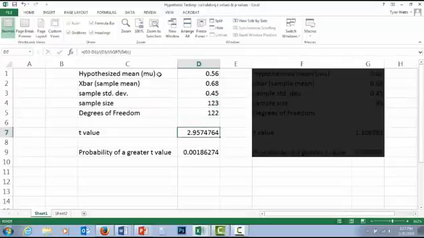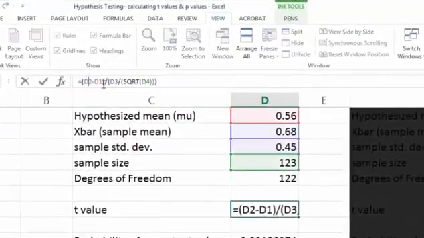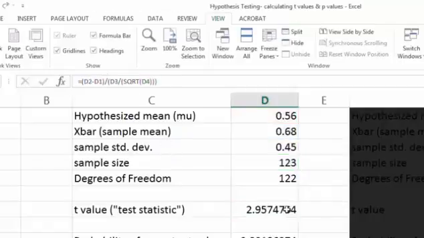Now I'm calculating my t-value. Pay careful attention to my formula here. I'm taking D2, which is my sample measured mean, minus D1, which is my hypothesized baseline mean. So there's the difference in means. That's on the top half of that division sign, divided by D3, which is my sample standard deviation, over the square root of D4. So if I set that up, that's calculating the t statistic for me. And we get a t of 2.95.